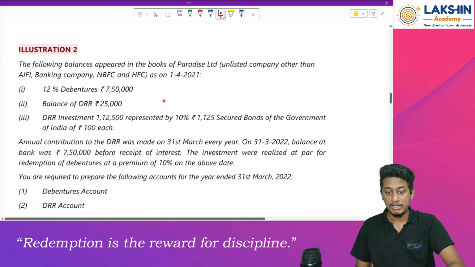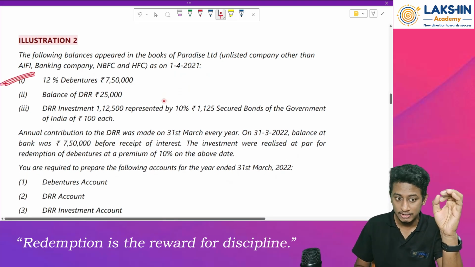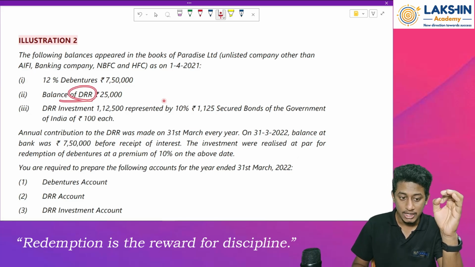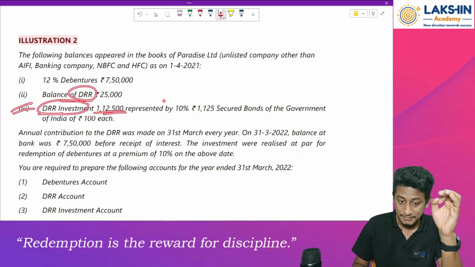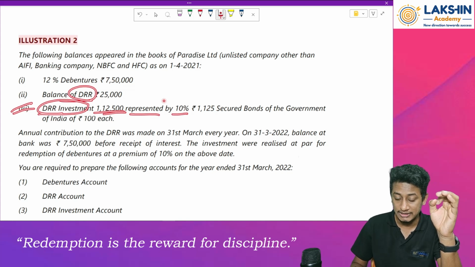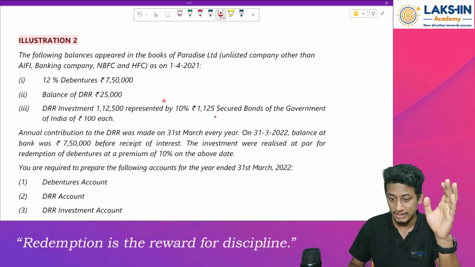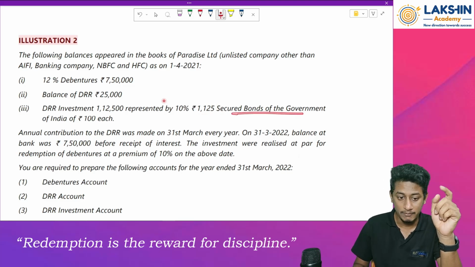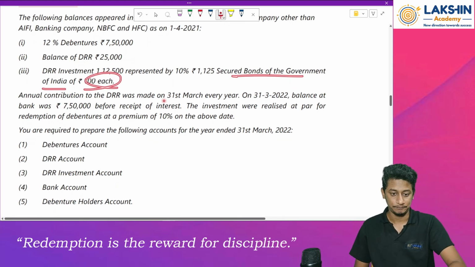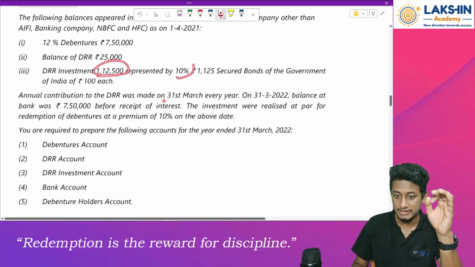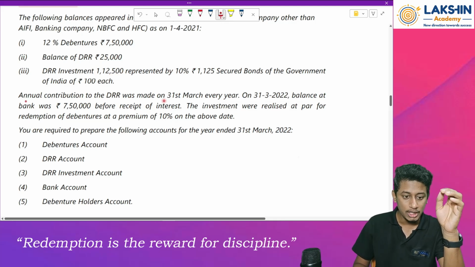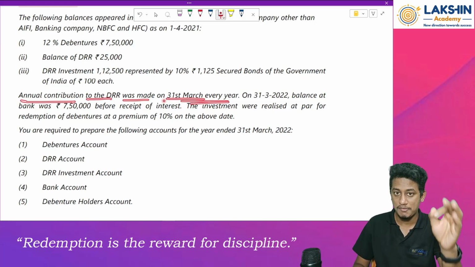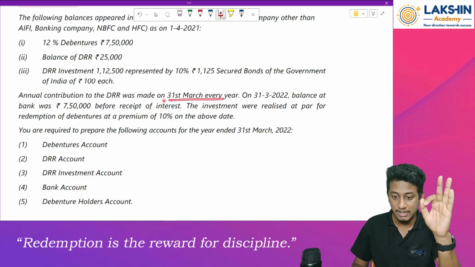So they have given us the opening balance of debentures, then balance of DRR account. That is my debenture redemption reserve account. Then DRR investment account also the balance has been given to us, represented by 10%, 1125, this is the worth of each bond, secured bonds of government of India of rupees 100 each. Now, this is the amount of investment, this is the rate of interest on that, clear? Okay. So annual contribution to DRR was made on 31st of March every year, fine. So whatever contribution was to be made to the DRR account has been made on 31st of March every year.